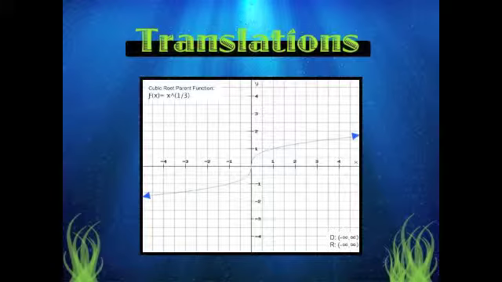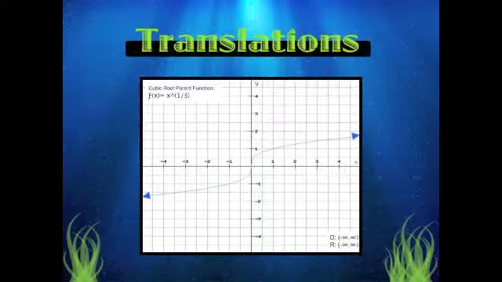And now we have translations, aka shifts. A translation is when an image is slid horizontally or vertically across a surface. I'll be using the cubic root function for these graphs. The parent is cubic root of x. Its domain and range is all real numbers, or to put it in another way, negative infinity to positive infinity.